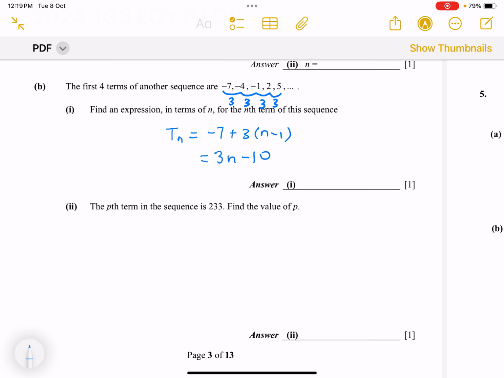Now, this number is in the sequence, and the p term, which is Tp, equals 233. Now, since it's a term in the sequence, therefore it should follow the same expression. So therefore, we have 3p minus 10 equals 233. And this works out to be p is 81.